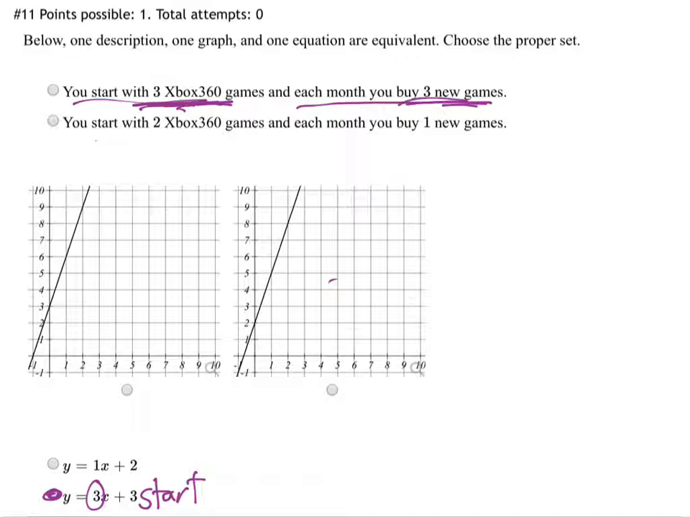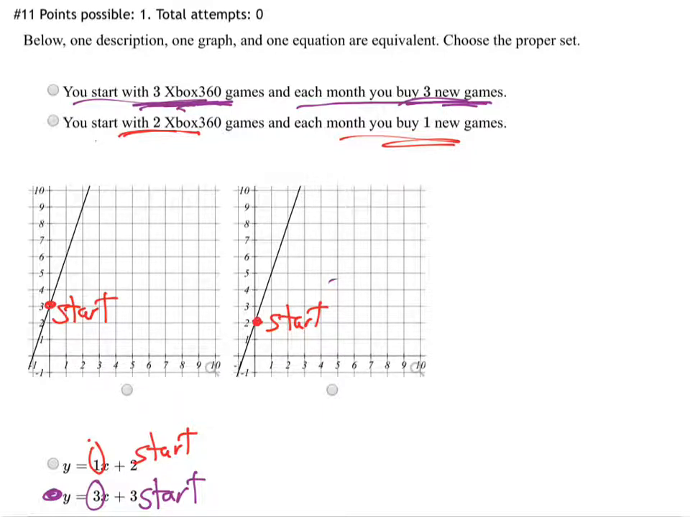Okay, but doesn't the second one work also? You start with 2. There's the starting with 2. And each month you buy 1. Yeah, this is your 1. So that works with the second one. Okay, but only one of the two will have a graph that fits. Which one of those graphs starts at 3 or 2? This one starts at 2. This one starts at 3, right? That's the starting point. They're both looking good so far. Okay, and now, which one has the right slope?